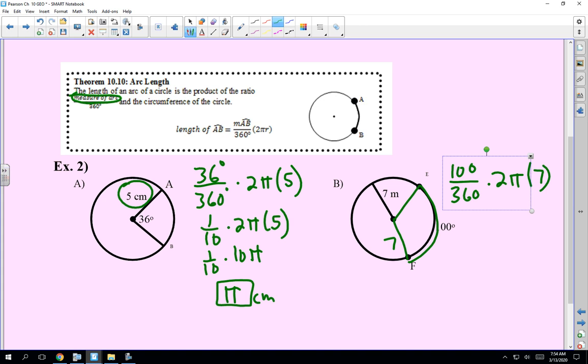7. So 100 over 360, we could reduce that down, 10 over 36, even more, 5 over 18. So we got 5 over 18 times 14 pi. Do some more simplifying here. The 14 and the 18 have a 2 in common. That's a 9 and a 7. So I've got 35 pi over 9 meters in this case. So just plug it in. Formula, it's some fraction of 2 pi r to get that arc length.